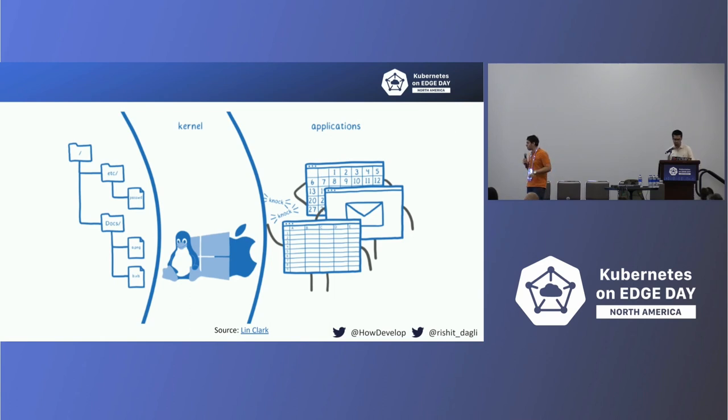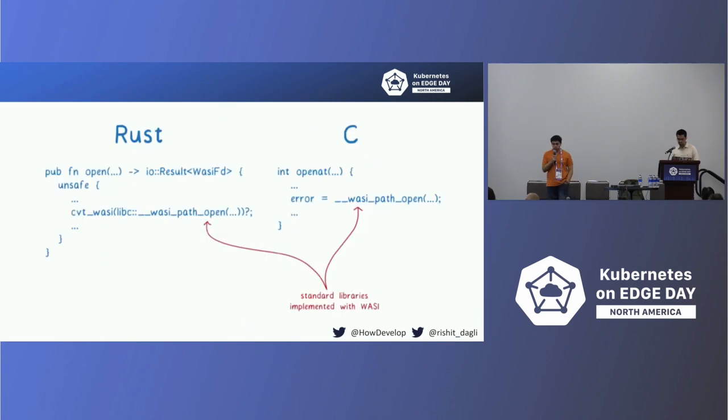So the way WASM works is, I've taken this image from Lin Clark, and the way all applications work is, they ask the kernel, can I do this task? Instead of having all of these platform-specific ways to do system calls, WASI allows you to have standard libraries. You can now use WASI in Rust and in C, just an example here, to do a system call, which is not tied to what kind of system, what kind of CPU you are running the WASM code on.